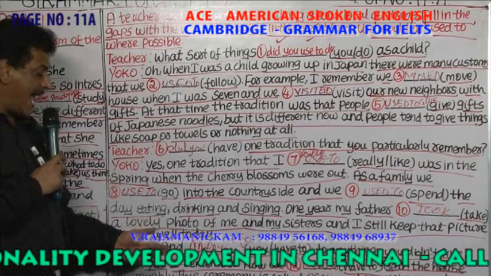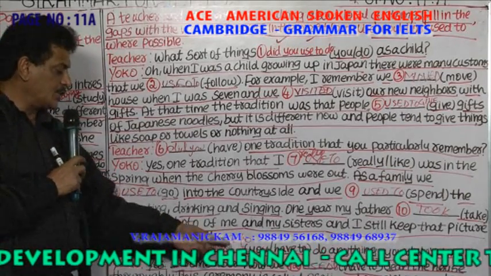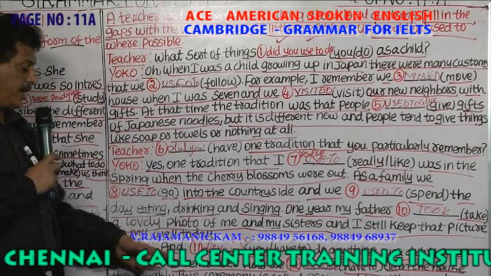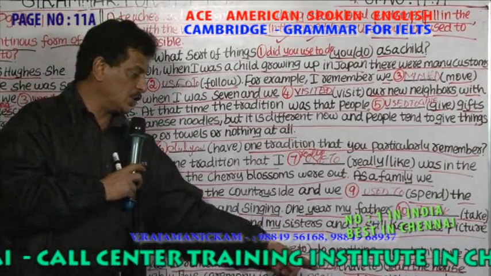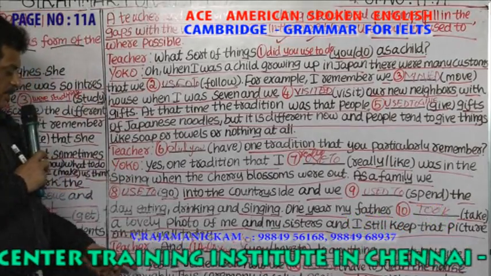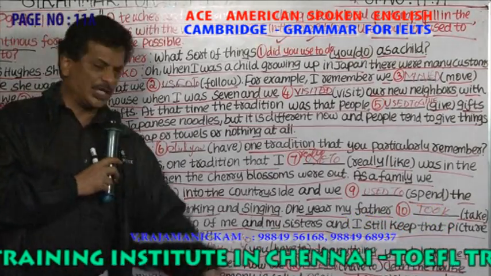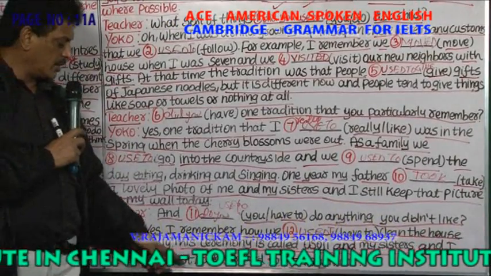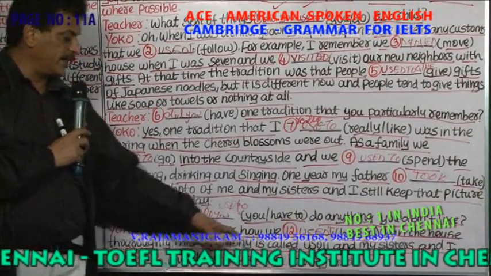And teacher says, and did you used to do anything you didn't like? And Yoko says, yes, I remember how we used to clean the house thoroughly. This ceremony is called Osoji, and my sisters and I used not to look forward to it very much.